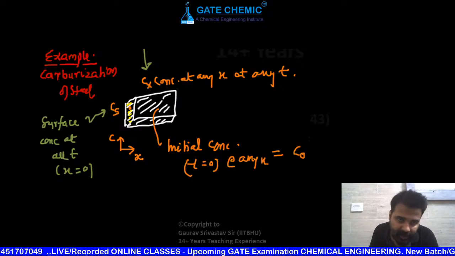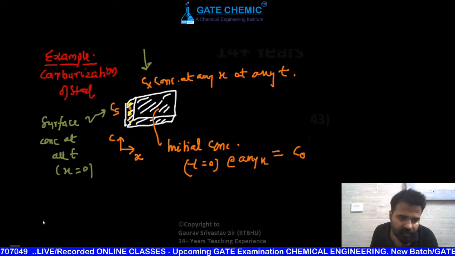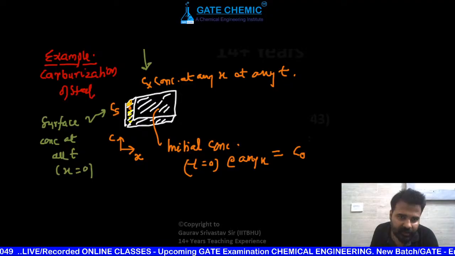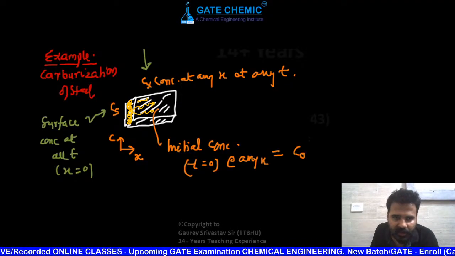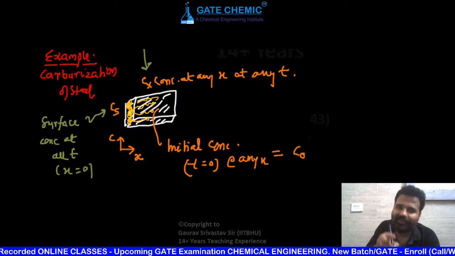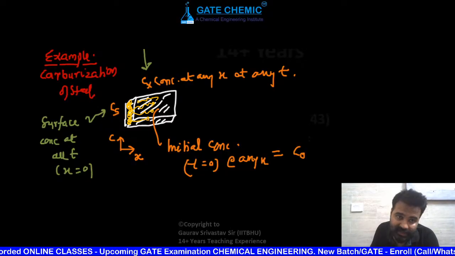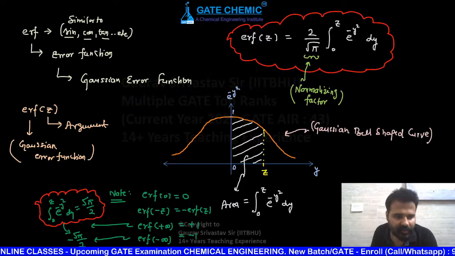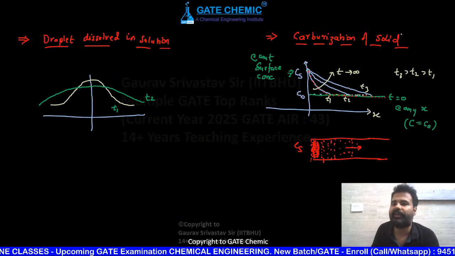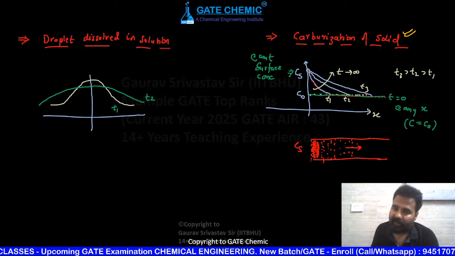So now if we put carbon here, then this carbon is now going to diffuse inside this steel, na. So how is the concentration going to change with time inside this steel? See, where is the graph? See this graph, beta, see this graph.